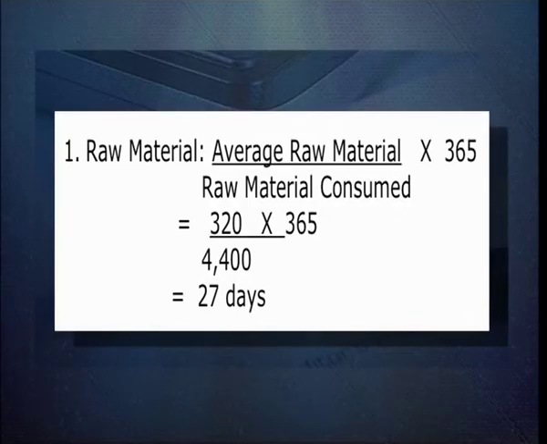Now let's see the solution to this. Operating cycle of XYZ Limited. First one, raw material, which is equal to average raw material divided by raw material consumed multiplied by 365, which is equal to 320 upon 4,400 multiplied by 365, which is equal to 27 days.